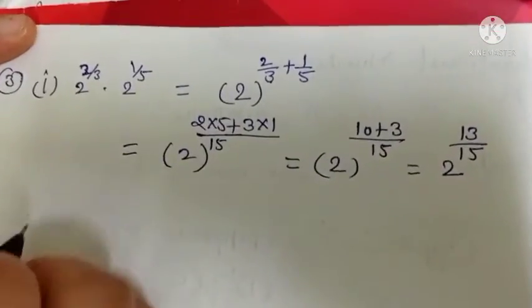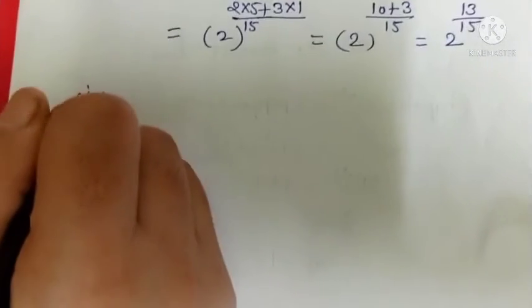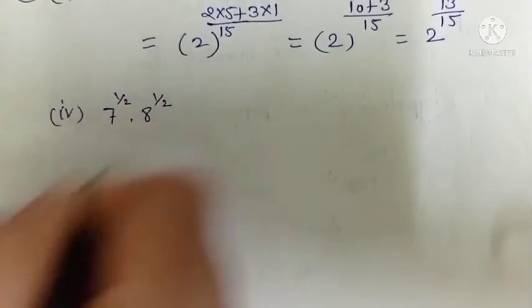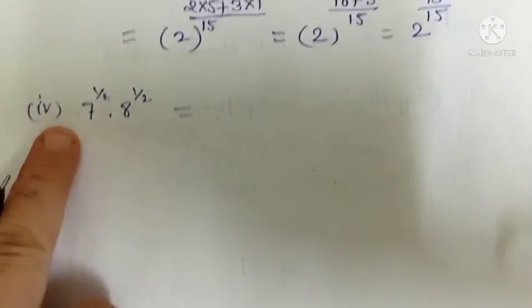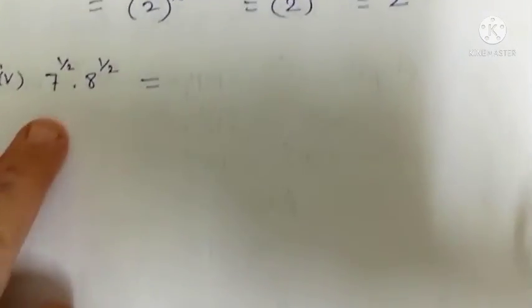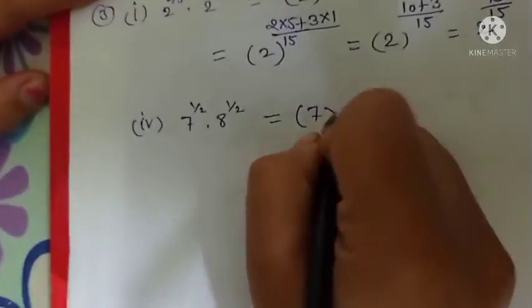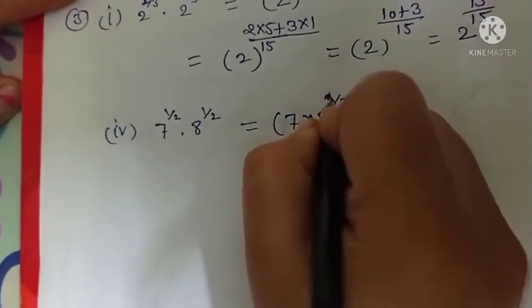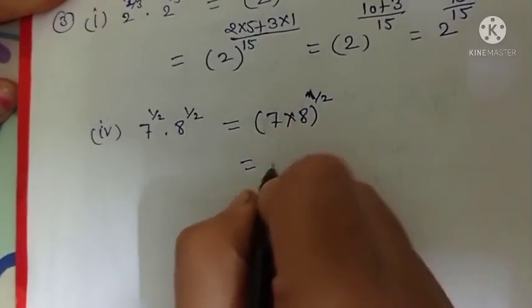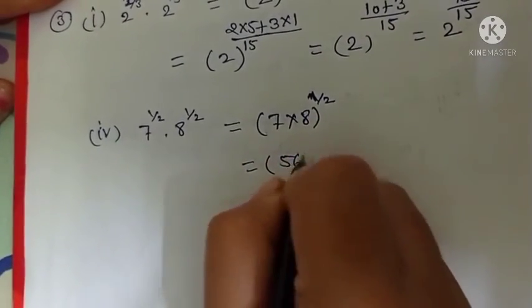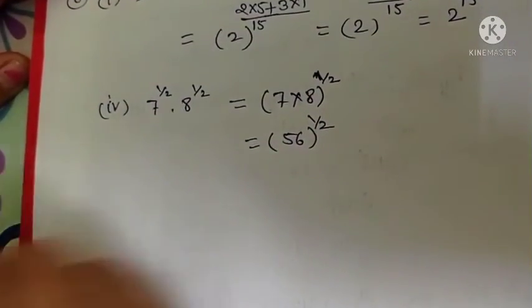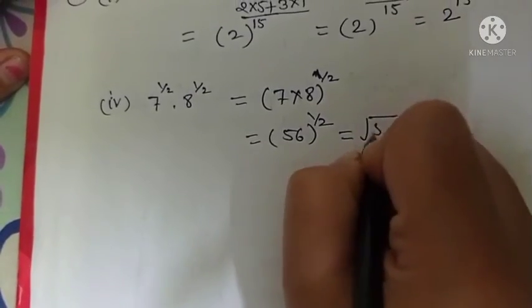And the fourth part of this question is 7 the power 1 upon 2 into 8 the power 1 upon 2. Here bases are different and powers are same, and both are in a multiplication, so bases will be multiplied. 7 into 8, and the power remains 1 upon 2. 7 into 8 is 56. 56 power 1 upon 2, and we can write it as under root 56.